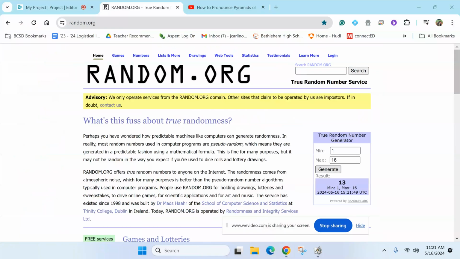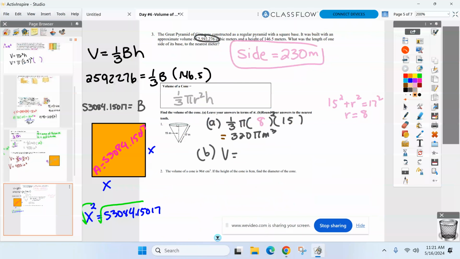Cassini, what do you got there? Rounded to the nearest tenth. 1,500. All right, we got it. Good. All right, there's your basic cone. Hopefully you had fun with that.